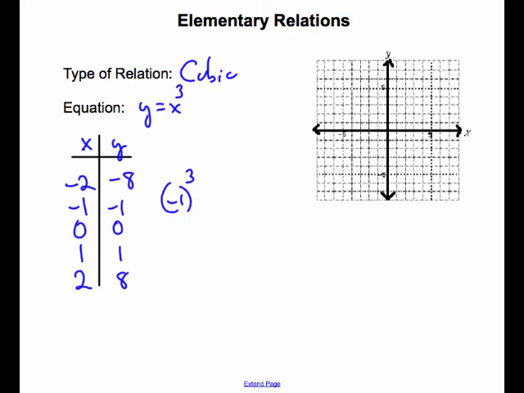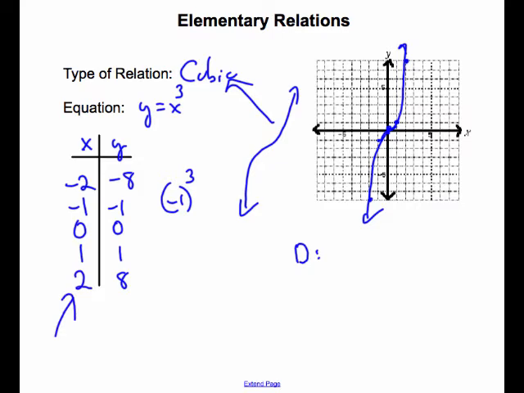If I plot those points to see what the pattern is, I get a shape like that. Okay, kind of comes like that. That's the shape to expect when you're dealing with a cubic relation. So which values of x are being used?